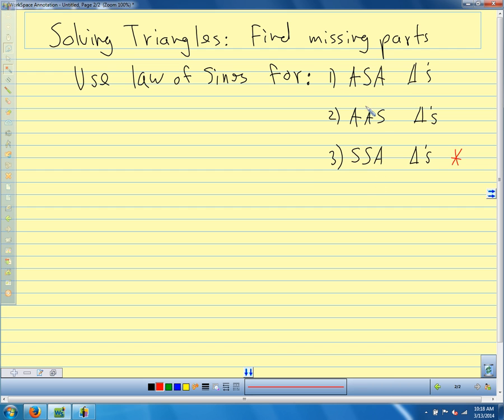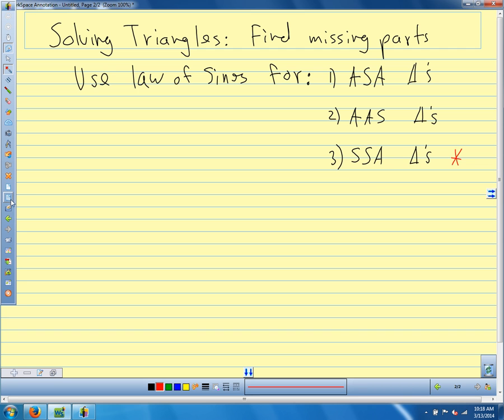So we're going to use law of sines to solve triangles for these kinds of triangles. Angle-side-angle, two angles and a side, angle-angle-side, two angles and a side, and sometimes side-side-angle. So what I want to do is just go through a couple of examples of solving for missing parts of triangles using law of sines. So, any questions so far? When we can use law of sines is pretty nice. It's pretty easy to use, and it's not complicated to set up.